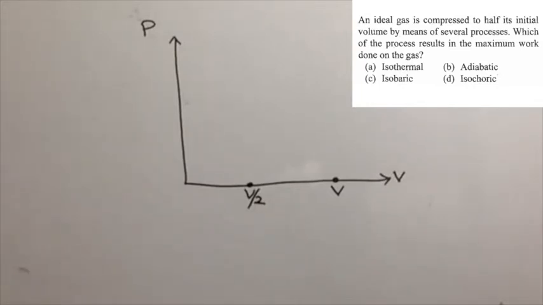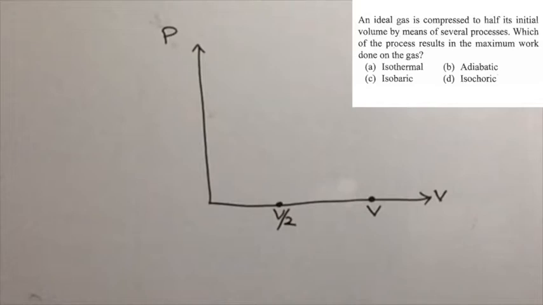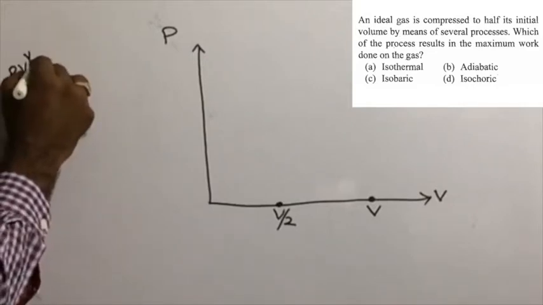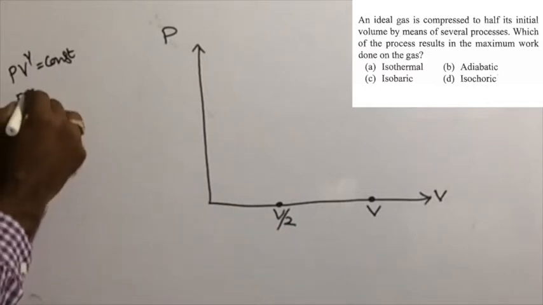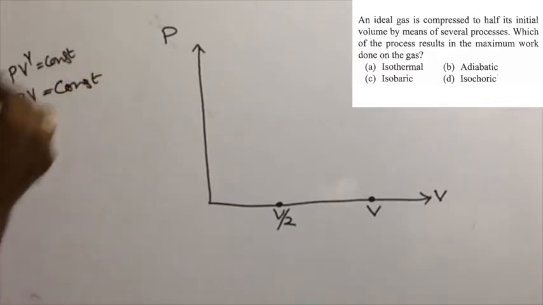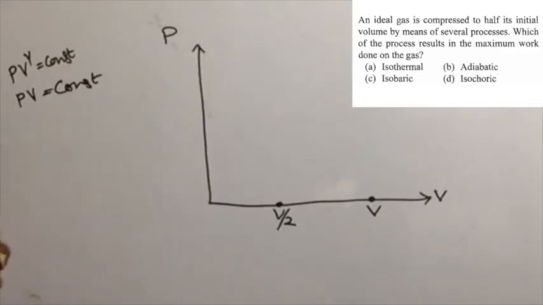If you take the process as adiabatic, the equation which is followed is PV power gamma is equal to constant. In isothermal, PV is equal to constant. In isobaric, pressure itself is constant. In isochoric, volume itself is constant. So there is no option of selecting isochoric. Let us see isothermal, adiabatic or isobaric.